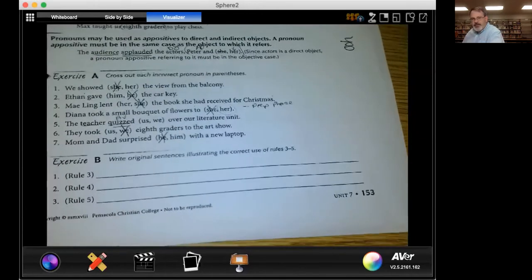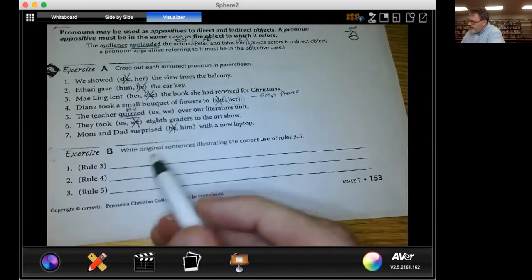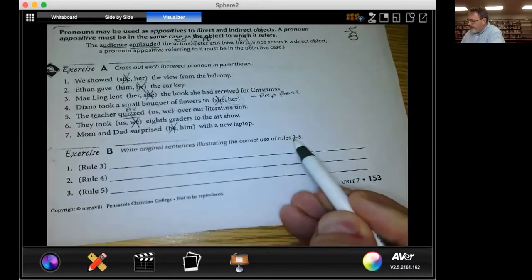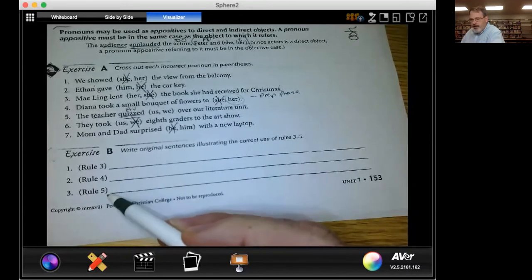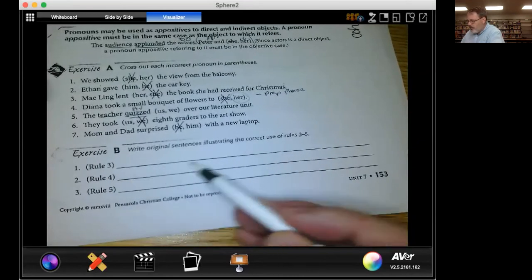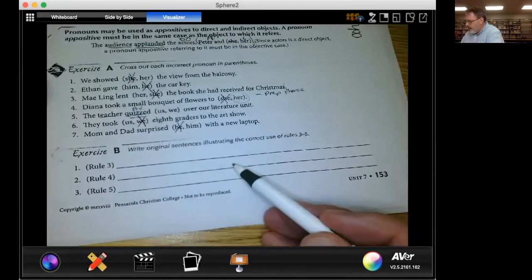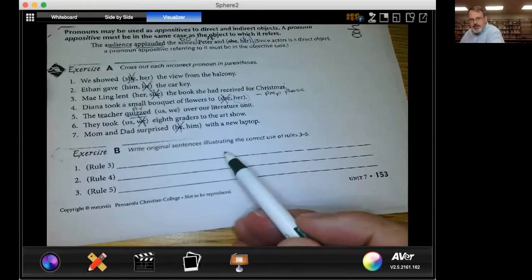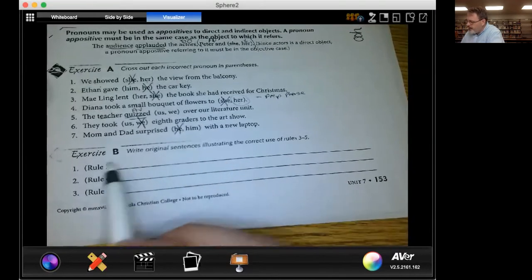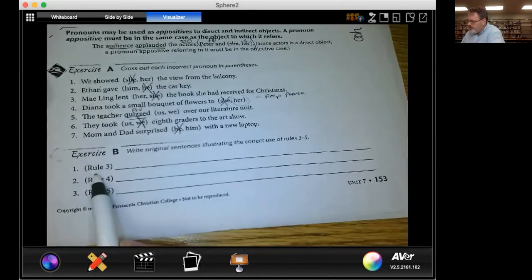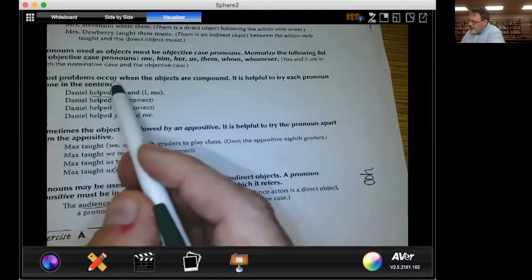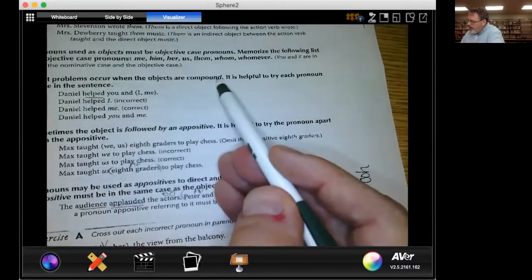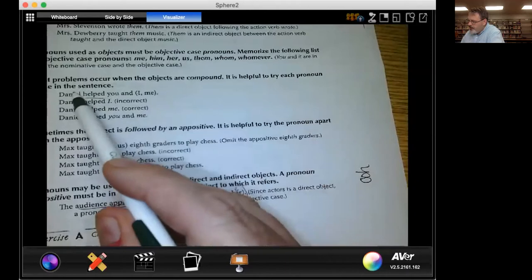Okay, the last thing, we have to write 3 sentences. But we've got to illustrate rules 3, 4, and 5. I saw some really horrible sentences from some. So you guys need to correct these, and we're specifically trying to deal with these 3 rules. So let's look at rule 3. Most problems occur when the objects are compound. It's helpful to try each pronoun alone in the sentence.